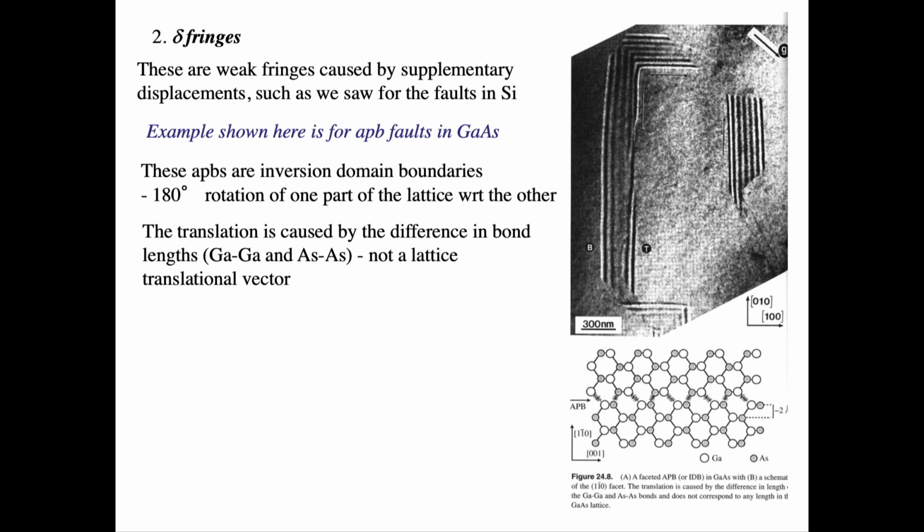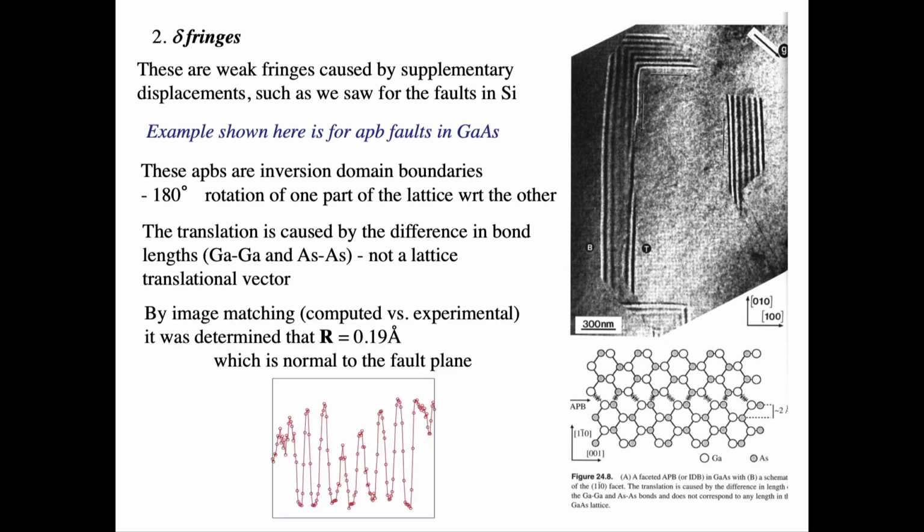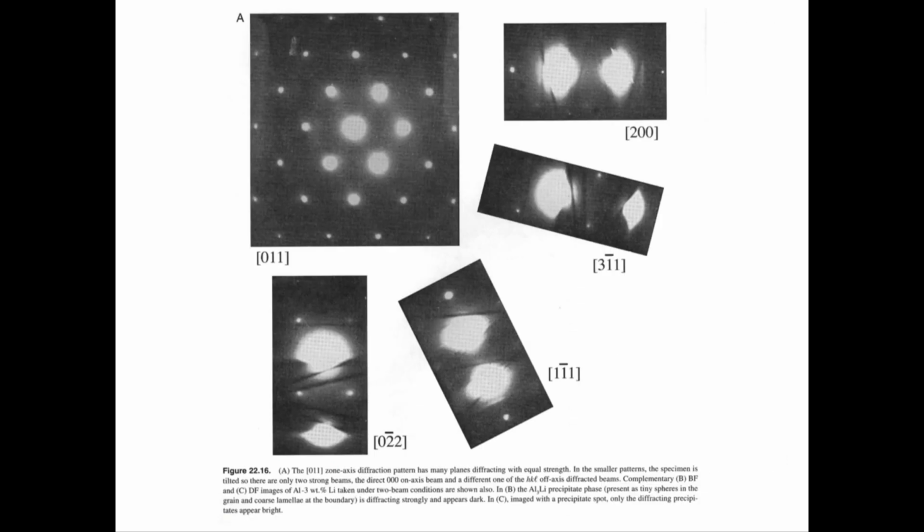So it's not a lattice translational vector. And by image matching, a computer-based experiment has determined that the displacement vector was 0.19 angstroms, normal to the fault plane. So you can still get some information that might be very interesting to you if you're studying this material. Again, by carefully imaging in a controlled manner, to get these image conditions set up correctly.